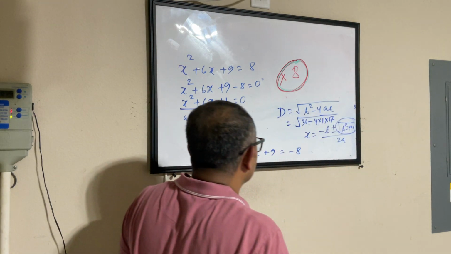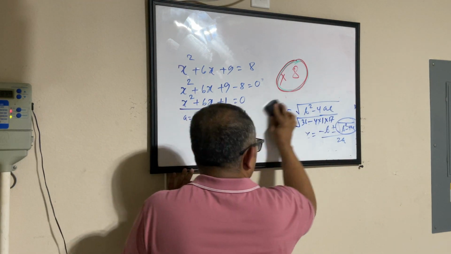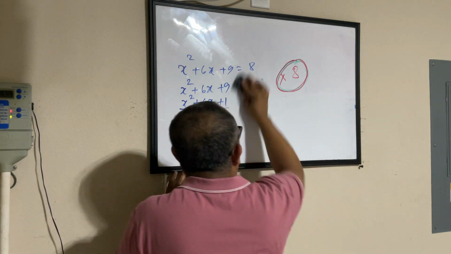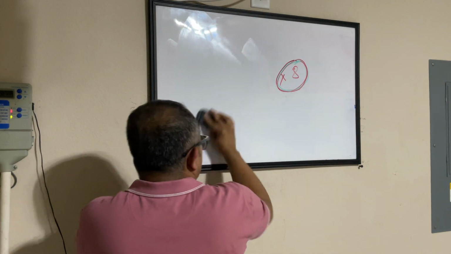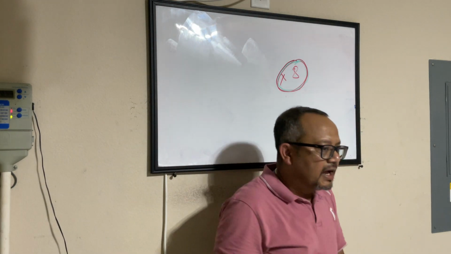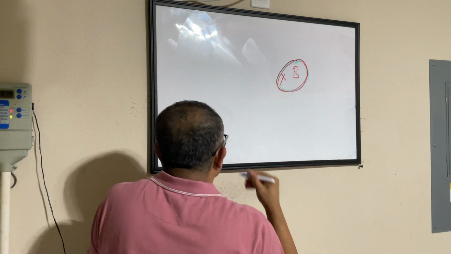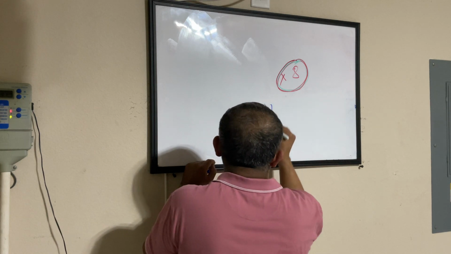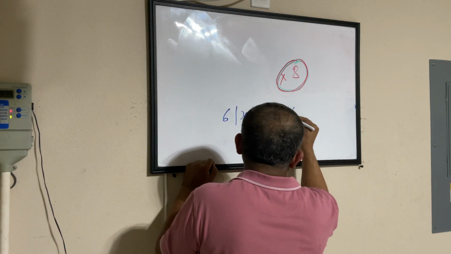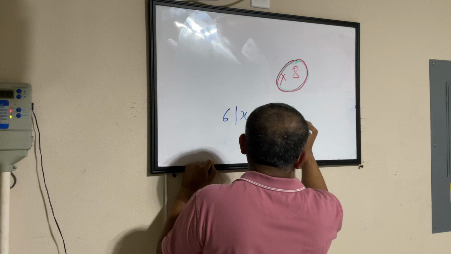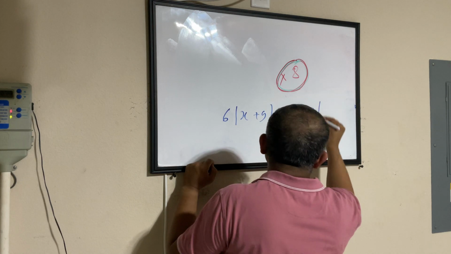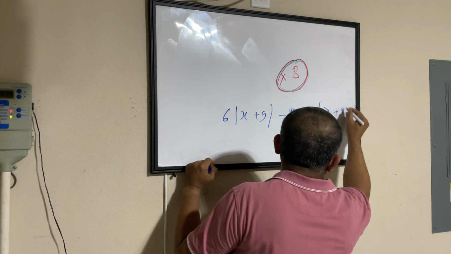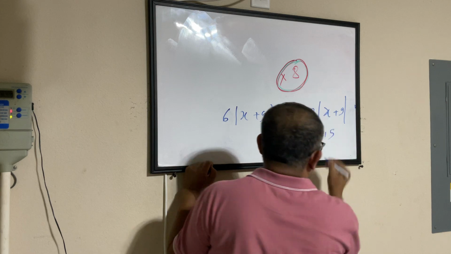So we have muddled enough water to deal with absolute value equations. Correct? So tomorrow, if somebody says, okay, find out 6 times the absolute value of x plus 9 minus 3, minus, let's say, 8 plus 2 times the absolute value of x plus 9 equal to 15.